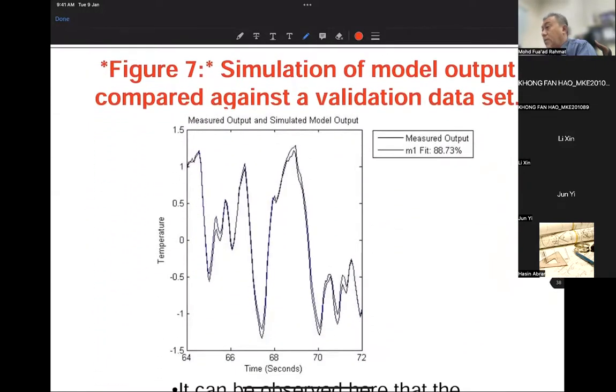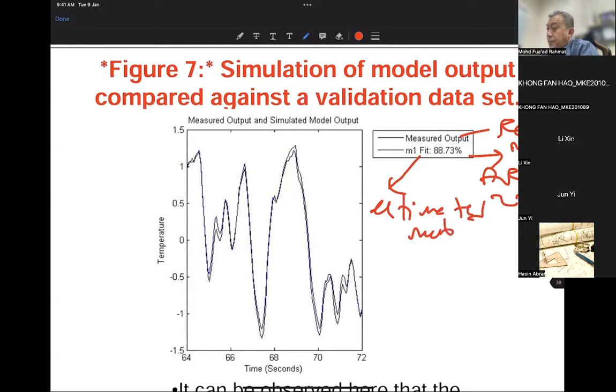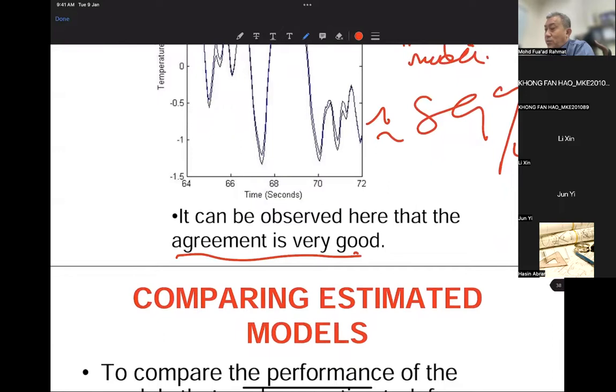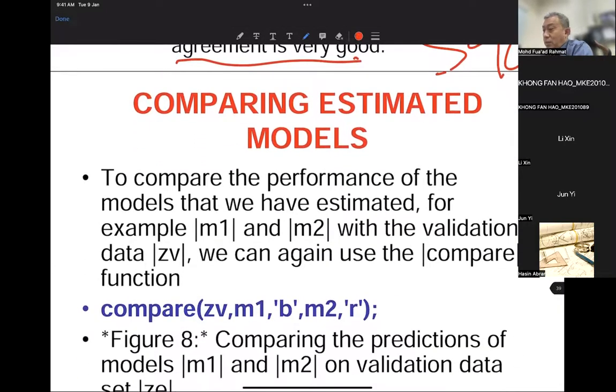And then we plot. So you can see that for the first model, ARX 223, which is this one, the black one is the real data, the real measurement. And the 88.73% is the best fit for the estimated model. You can see that the estimated model fits the real measurements at the percentage of 88.7, so 89% more or less, which is okay and satisfactory. The agreement is very good. It's good to have above 90%, 91, 92, and so on. But 89 is almost near to 90.